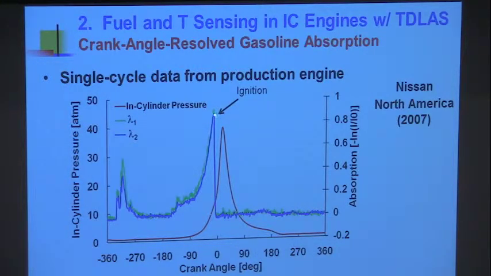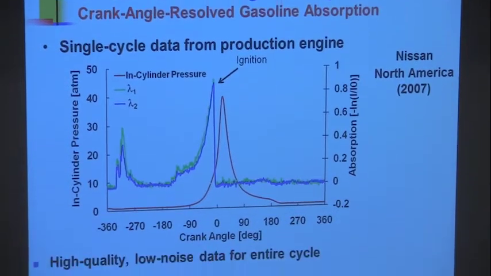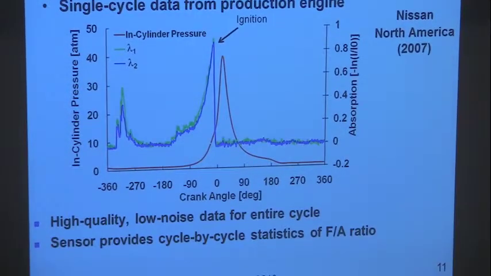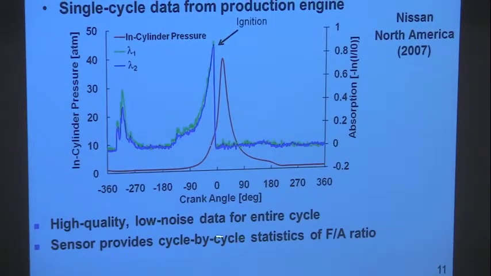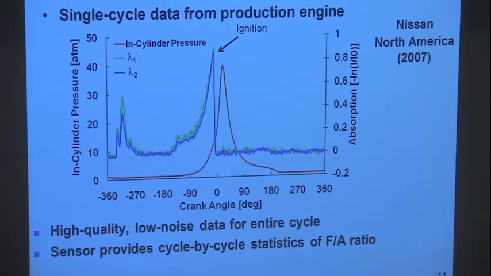And what they really want to know is, at the time of ignition, what's the fuel-air ratio and how does it vary cycle to cycle. Then after that combustion, it goes back down to 0. So the fact that it behaves well in the limits, that's a good sign. It might look a little bit noisy to you, but these were really high-quality data. And we could get this throughout the cycle, and therefore look at the cycle-by-cycle statistics of the fuel-air ratio.